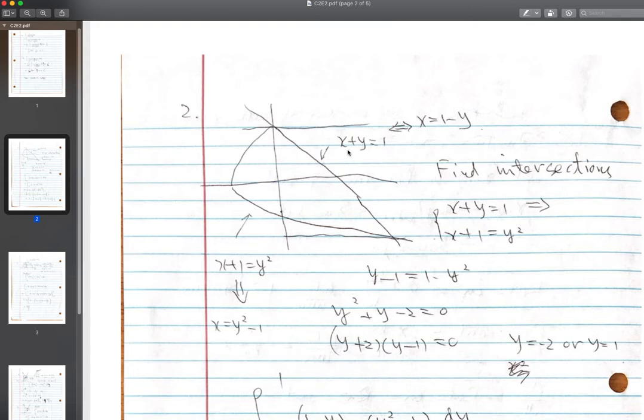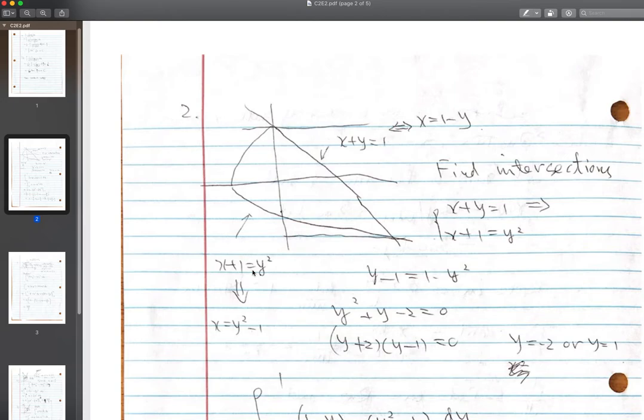The first function, I suppose, is easier to understand. It is a straight line in the form x plus y equals 1. That's a straight line, right? And the second function might be a little weird. It is given as x plus 1 equals y squared.